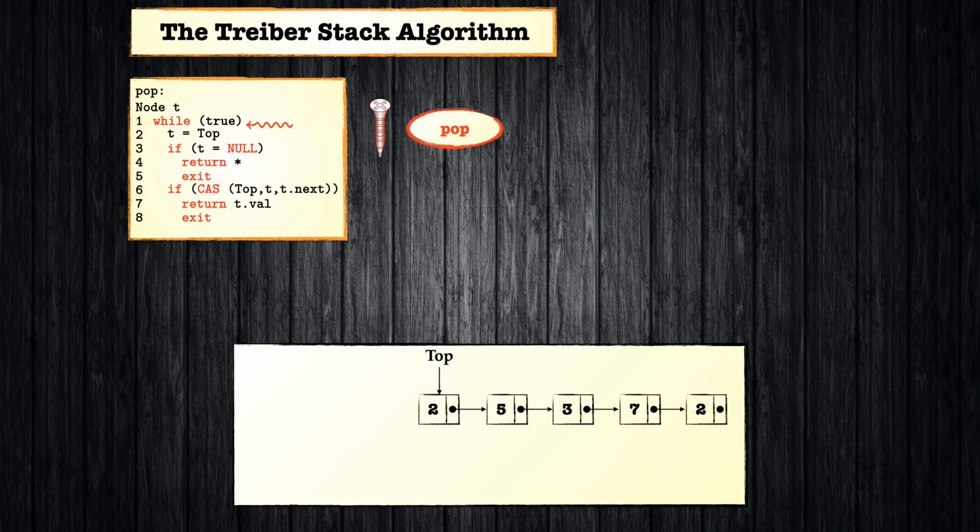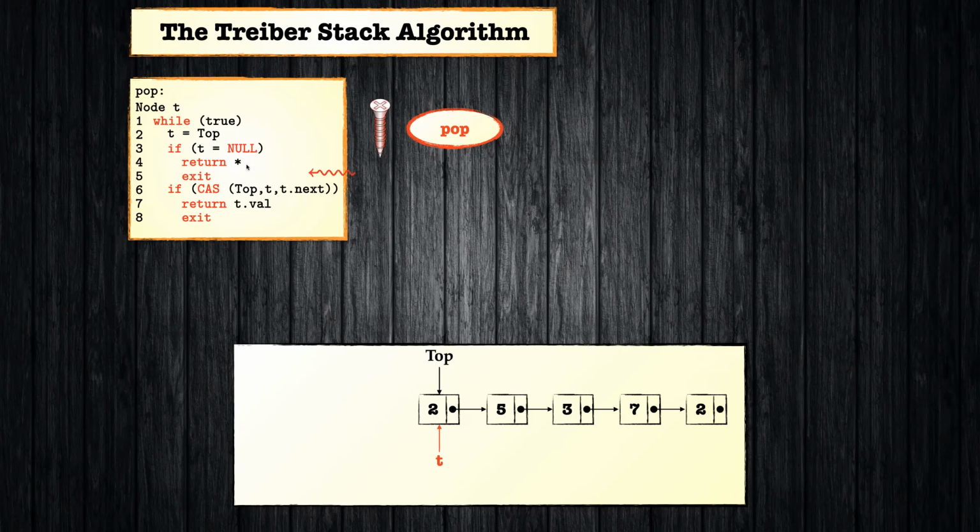So here, if the red thread is trying to pop, remember that pop doesn't have an input value. You go to the stack and take your local variable t and make it point to the topmost element of the stack, like this. And then you check whether this is equal to null or not. Null meaning that the stack is empty. And then in such a case, you return a star.